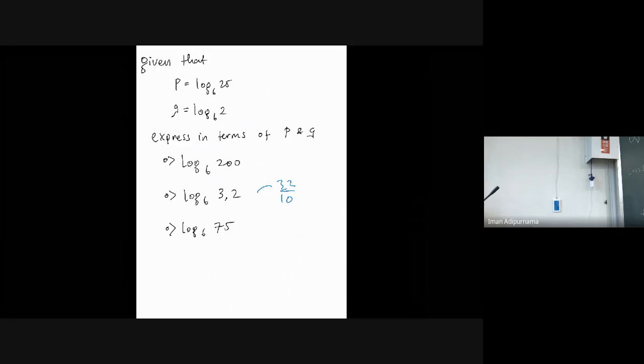Yes, and then make the same terms as the P and Q. And you need to express, okay? So you need to express these three logs in P and Q. Maybe P plus something Q, maybe half something. Got the idea?